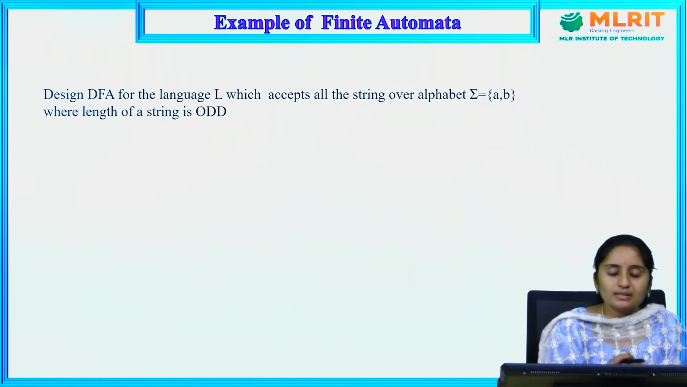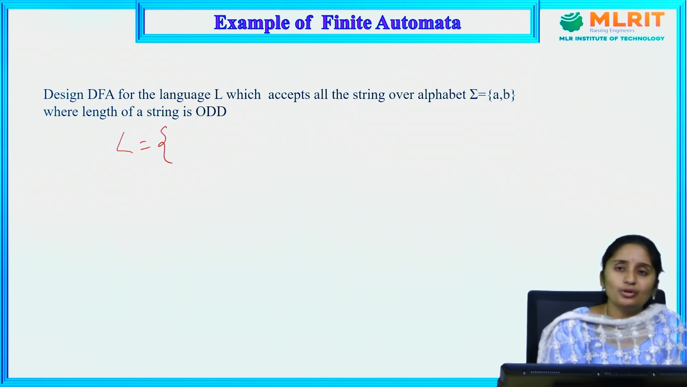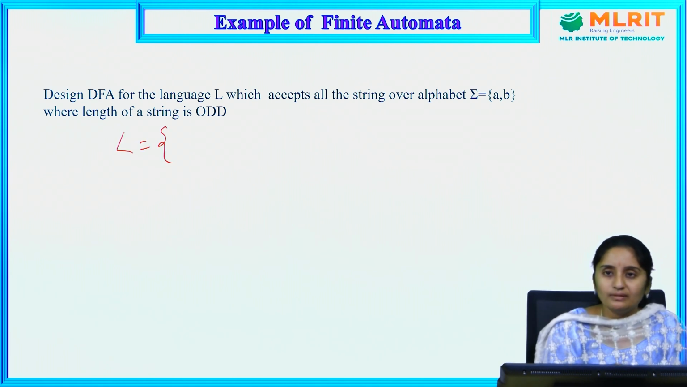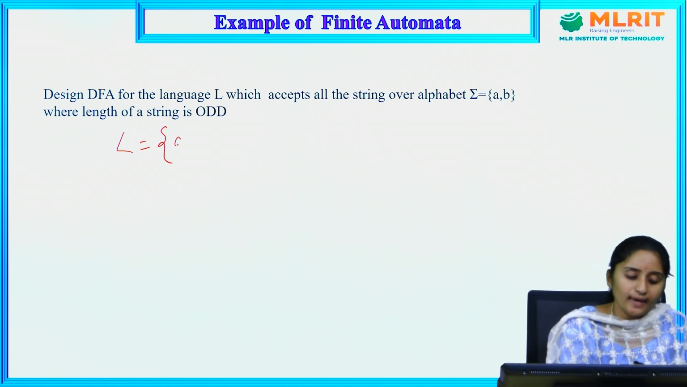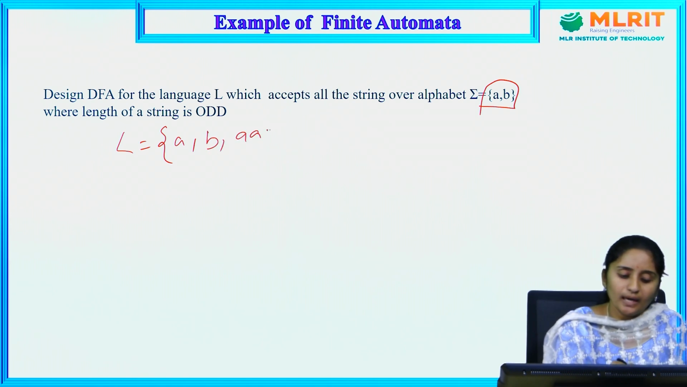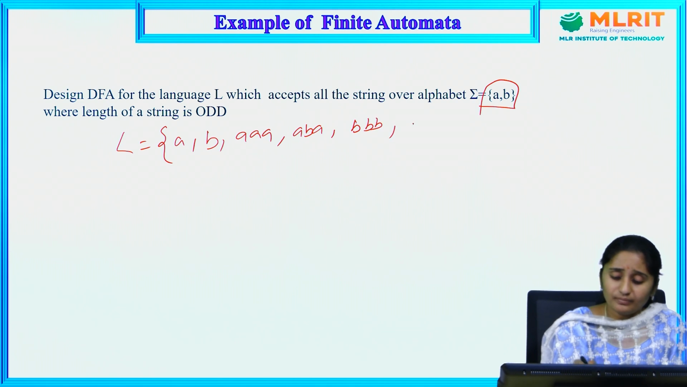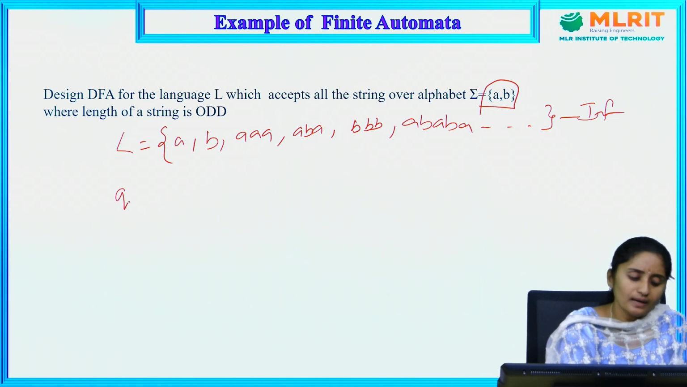In the same way, the string is odd. How to construct a string is odd? It should have odd length: 1, 3, 5, 7. Those all come under odd. What is the alphabet? A comma B. A, B, A, B, A, B, B, B, B, A, B, A, B, A, and so on. This type of language is an infinite language. It accepts odd length strings. So let us construct the diagram.